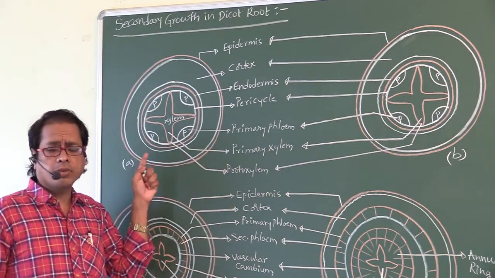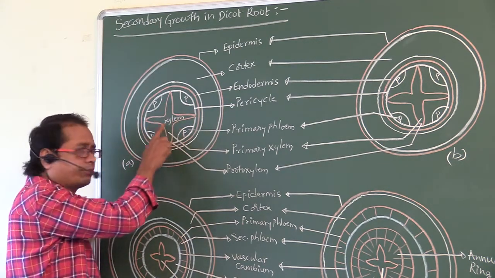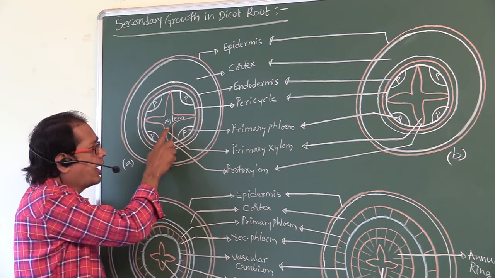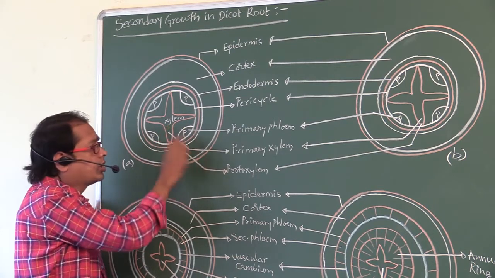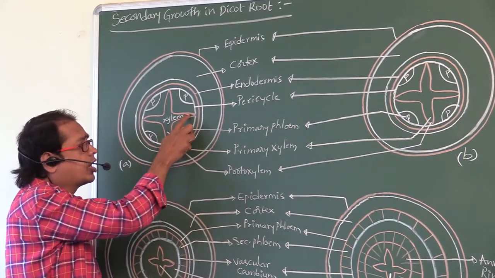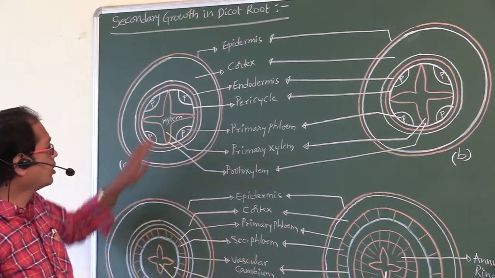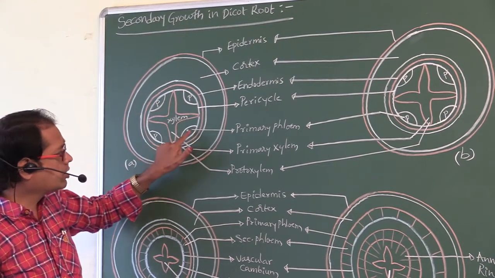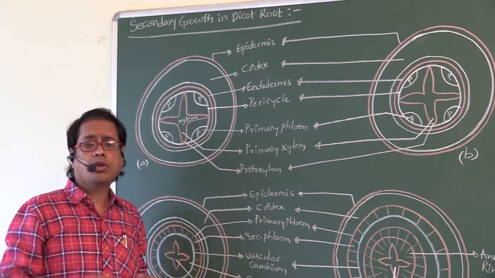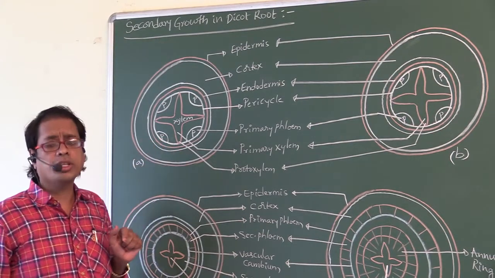If you look at this diagram, this is the internal structure of dicot root. This is xylem. Here is the protoxylem, and this is the metaxylem. This entire part is called primary xylem. In between the xylem patches, phloem is present. That is primary phloem. In between xylem and phloem, conjunctive tissue is present.